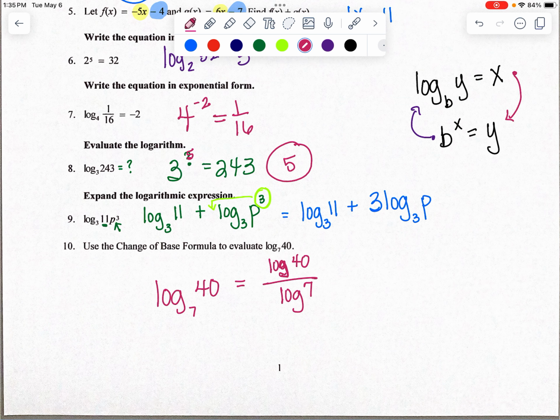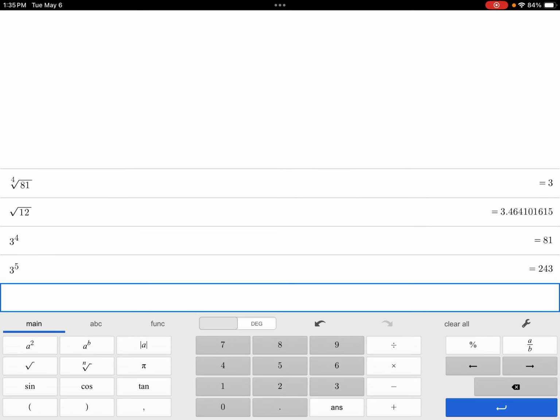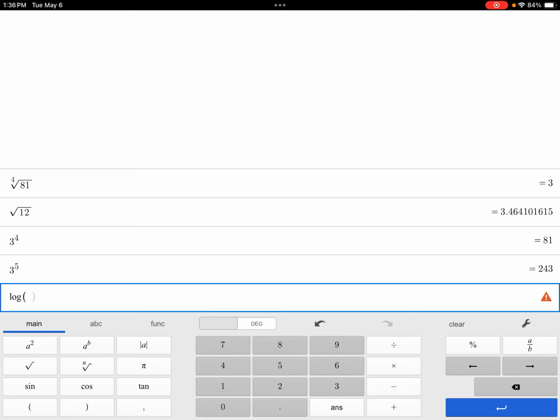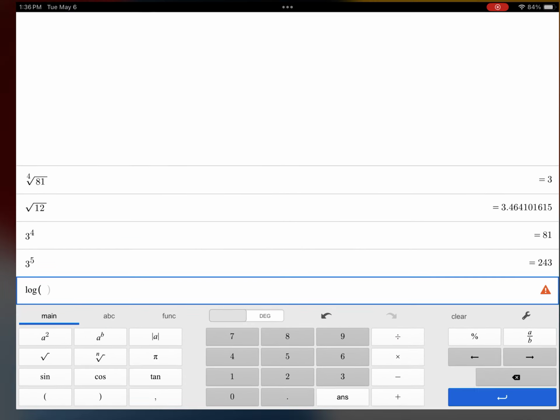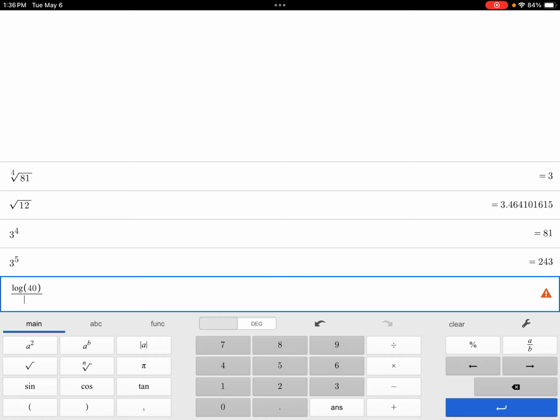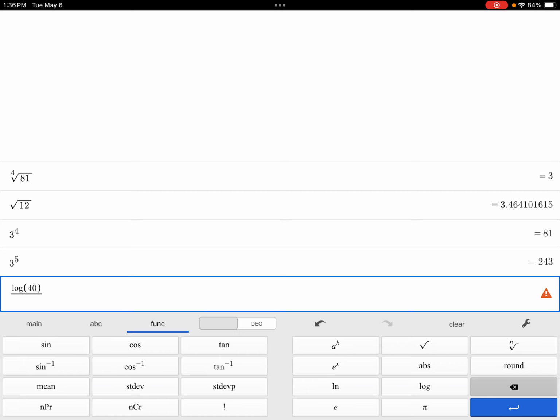I would use the fraction button. I don't know if this one's going to let me or not. So I got to go to function. Obviously you have a log button, so I'm going to do the log of, shoot, I've already forgotten what it was, 40. And then, like I said, you're going to want to use the fraction button. And then the log of 7 needs to go on the bottom.